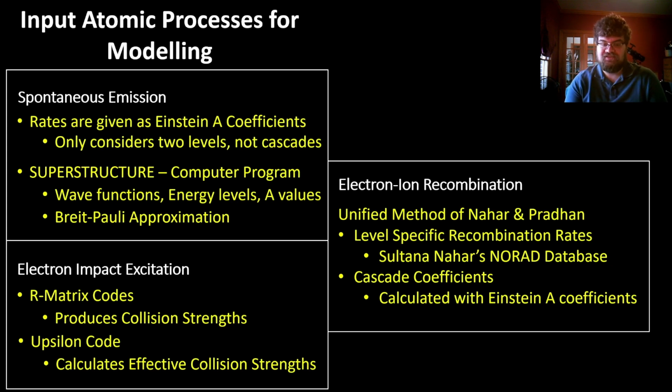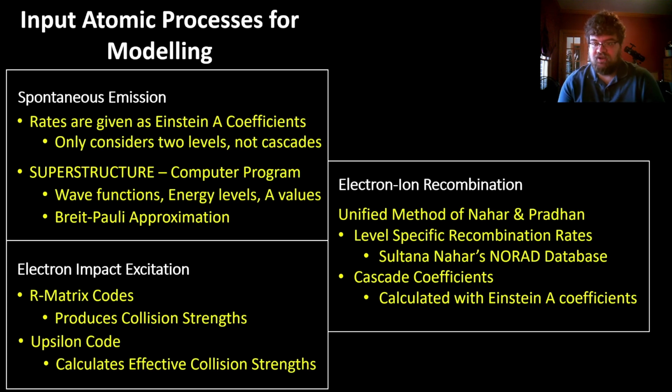For electron impact excitation, we use another awesome set of codes called the R-Matrix codes, which also can produce tons of different atomic data. For us, we use them for collision strengths and the level-specific recombination rates I'll talk about in a little bit. For the collision strengths, they're all well and good for physics, but for our purposes, we need them to be a little bit different. So we process them into what are called effective collision strengths, which I'll go into more detail on in a little bit. For electron ion recombination, we're using the unified method of Nahar and Pradhan.